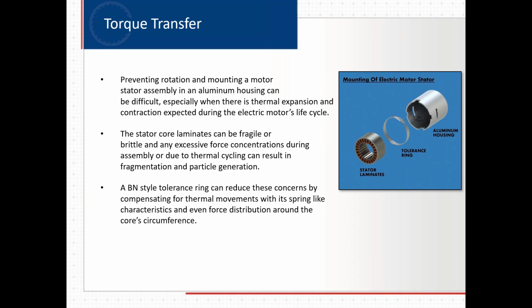Typically with a motor mount, a band style ring is used. That's where we have the bumps on the outside. That way the bumps dig into the housing and not into the stator laminate stack. Some applications do call for an AN style for a motor mount, but that's really up to the customer's preference.